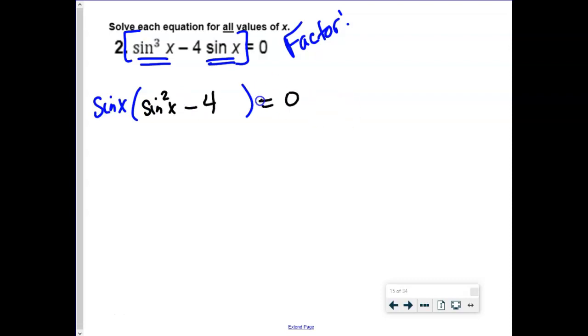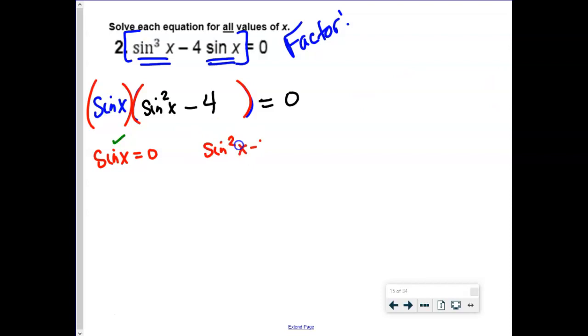And now it's take your turn equaling 0 time. You have this factor, and you now have this factor. And you're going to set them both equal to 0. So sine of x equals 0. I'm going to leave him alone for a moment. He's ready for the unit circle. Let's take a look at this guy.